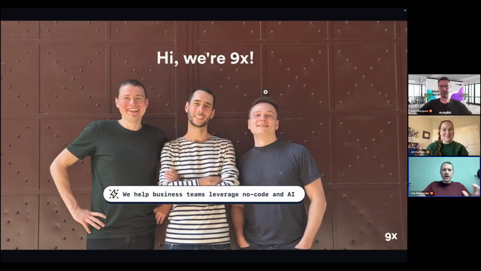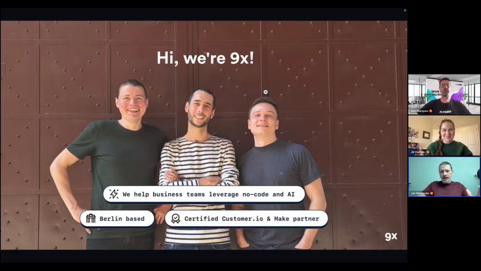Hi, we're Meinecke. 3 things that you should know about us. So first of all, what do we do? We help business teams leverage no code and AI in order for them to automate their work. And we do this in 2 ways. So we build solutions, we do implementations for our clients, and we also have trainings. We have a series of online courses where you can learn also to become a no-code operator. We're a team of 7 based out of Berlin, and we are a certified partner of both Customer IO and Make.